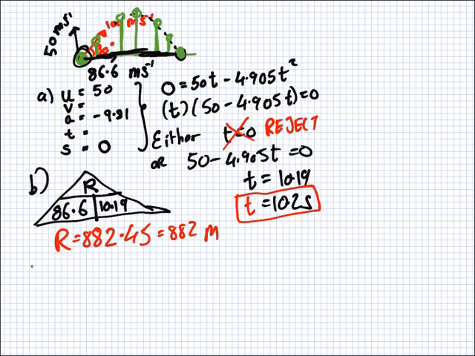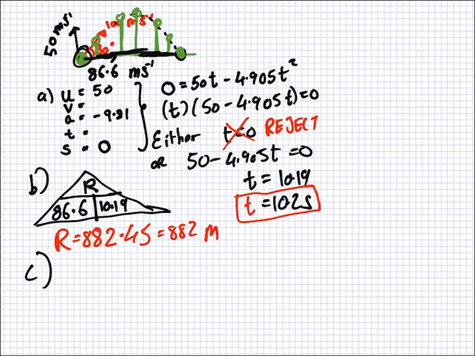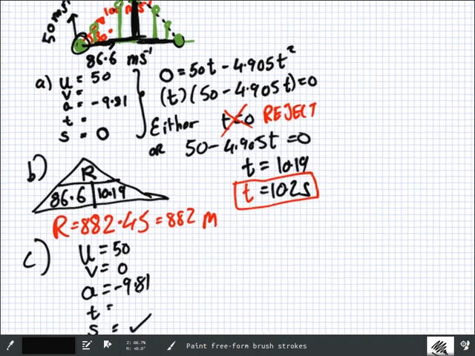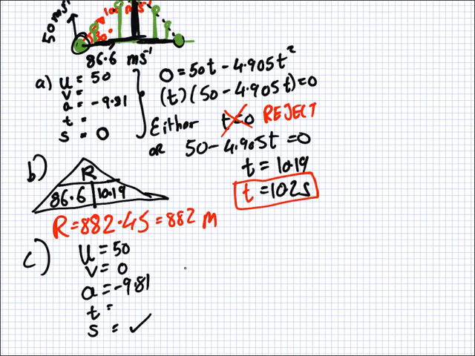Yeah? Okay, and finally C, what is the maximum height? So that is now this distance. Okay? Horizontal or vertical? Vertical only. U, what's U? Vertical? 50. V, 0. A, minus 9.81. T and S, we don't know. And S is the thing we want. Yeah? T is a half. It should be for this situation, but not always. Well, give me the S easily.